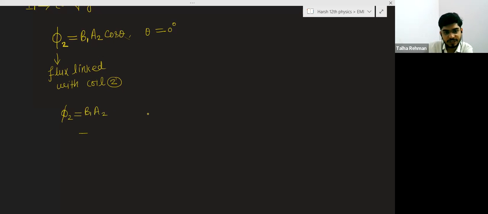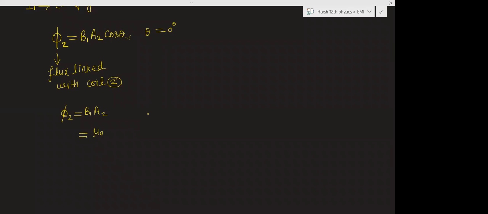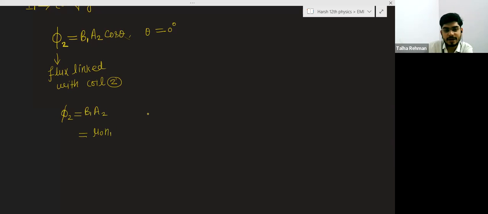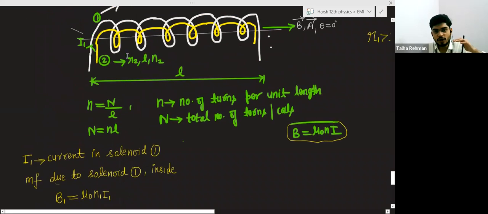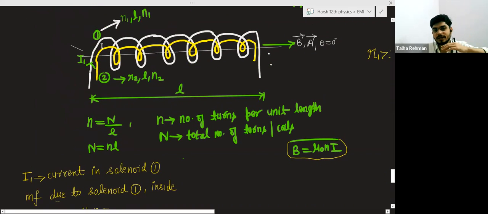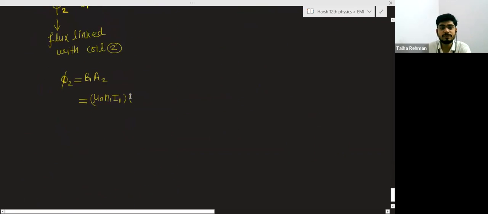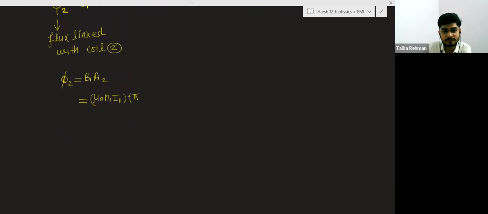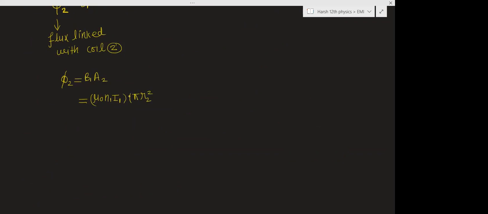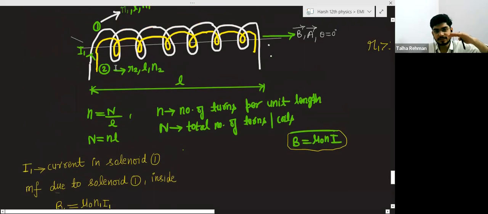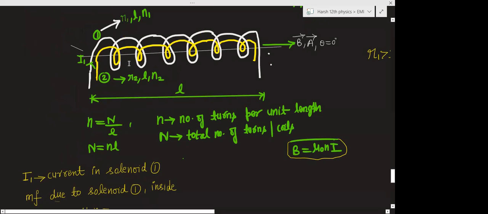What is B1? Magnetic field one, mu naught n1 I1. And A2 is the area of this coil. I am just talking about one coil. This coil is circular, so we will take pi R2 square, the circular area, pi r square.